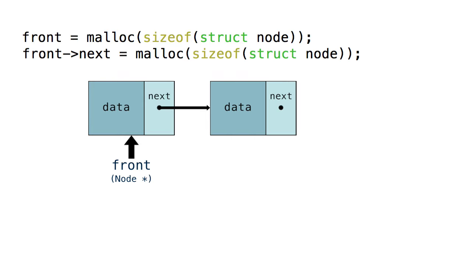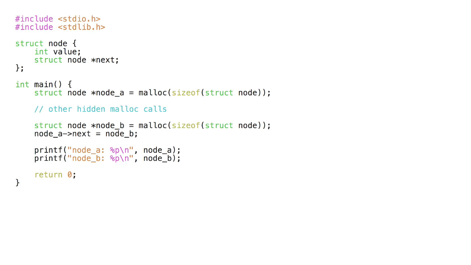Unlike declaring an array, where the entire array is created at once, we often create linked list nodes one at a time, and we usually allocate nodes on the heap. Here is a piece of code where we create two nodes. Between the allocations for the nodes, the program made some other calls to malloc that we aren't showing here. We can connect our two nodes into a linked list and print their addresses.